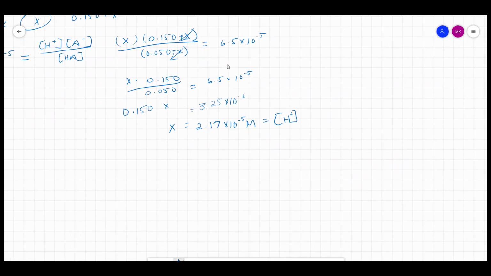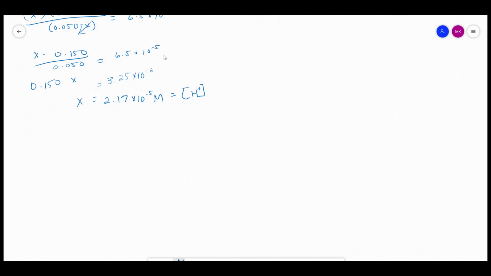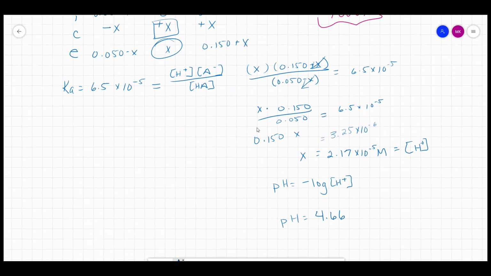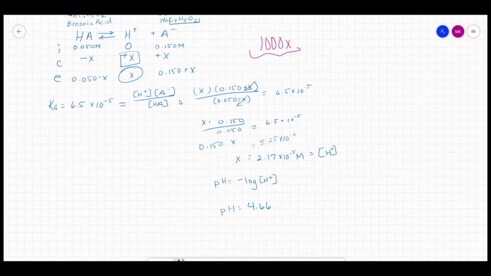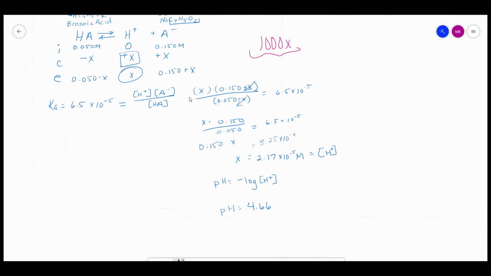So if I'm calculating the pH of this buffer solution, remember pH equals the negative log of the concentration of the hydrogen ion, then I'm going to take the log of this value, and I get 4.6, I actually get 664, so we'll call it 4.66. Now for buffers, we also have a shortcut equation. That shortcut equation is called the Henderson-Hasselbalch equation.